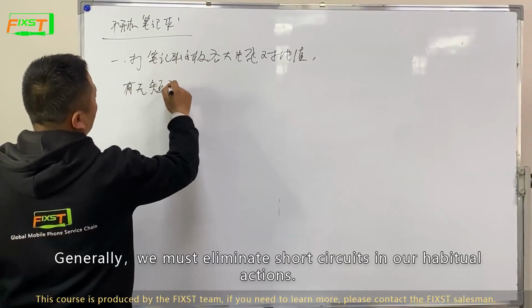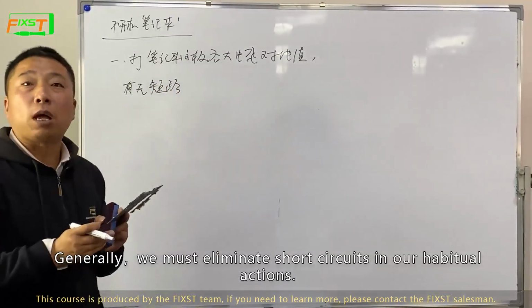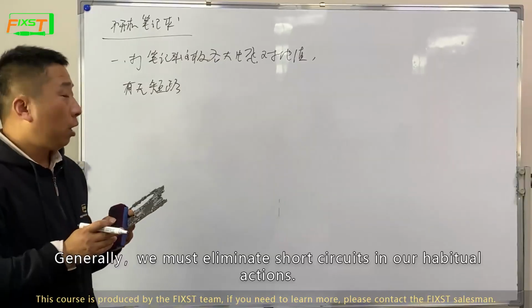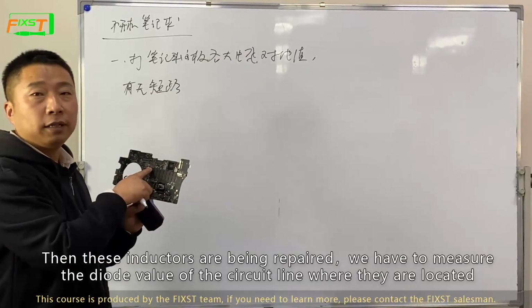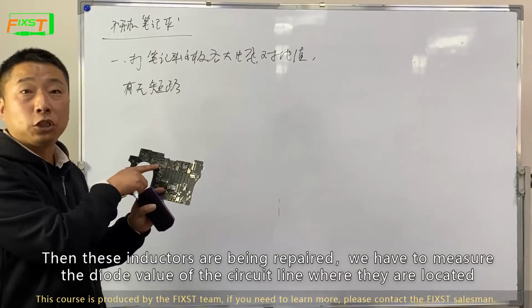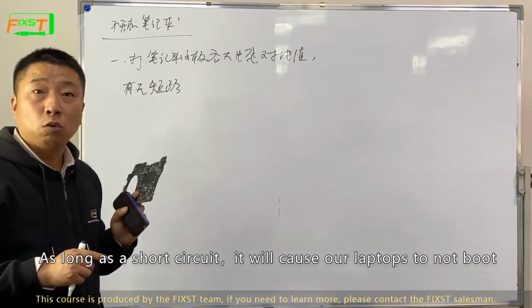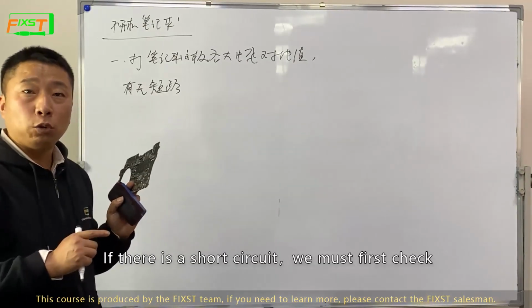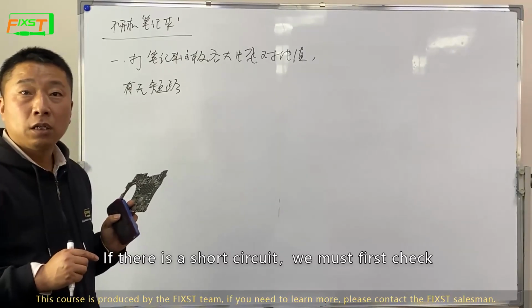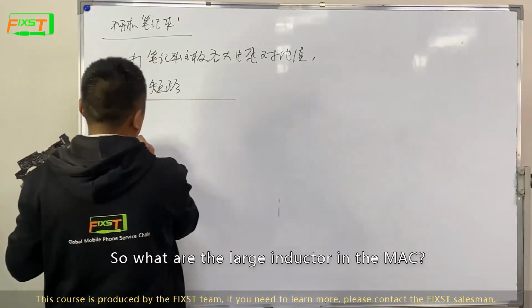Generally, we must eliminate short circuits in our habitual actions. When these inductors are being repaired, we have to measure the diode value of the circuit line where they are located. If there is a short circuit, it will cause our laptop not to boot, so we must check first. So what are the large inductors in the Mac?